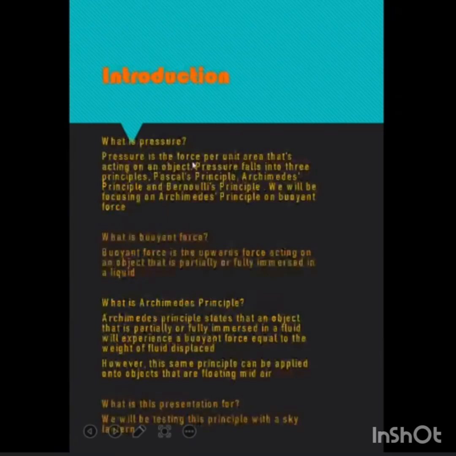What is pressure? Pressure is the force per unit area that is acting on an object. Pressure falls into three principles: Pascal's principle, Archimedes' principle, and Bernoulli's principle. We will be only focusing on Archimedes' principle on buoyant force today. What is this presentation for? We will be testing this principle with a sky lantern.